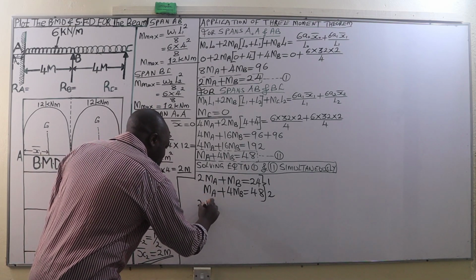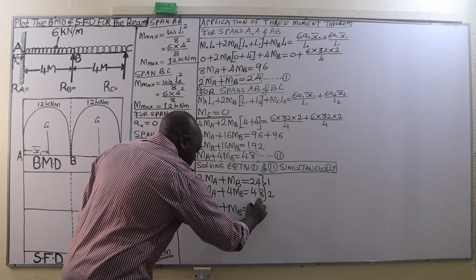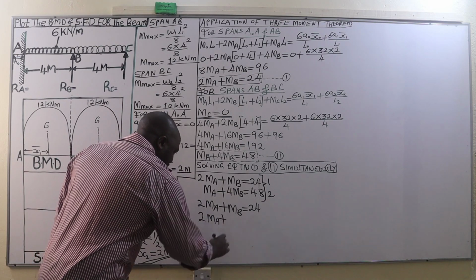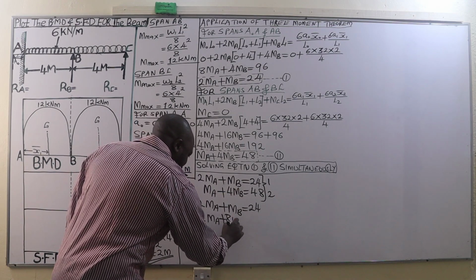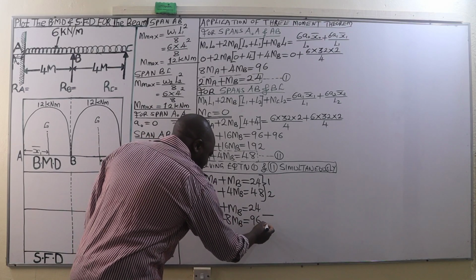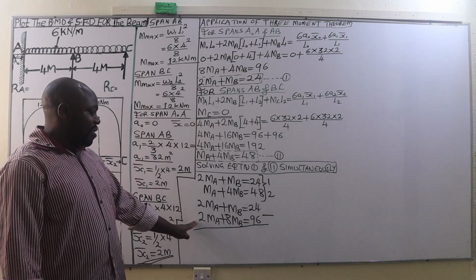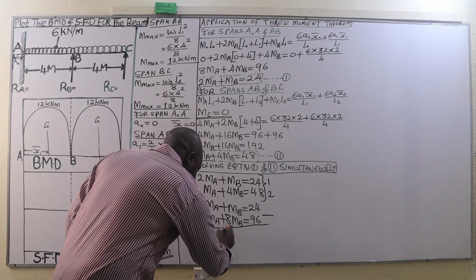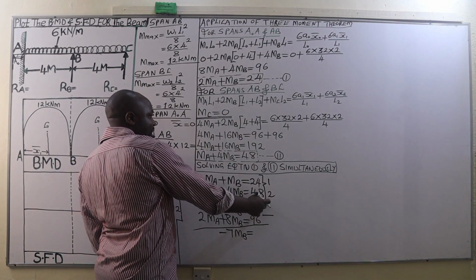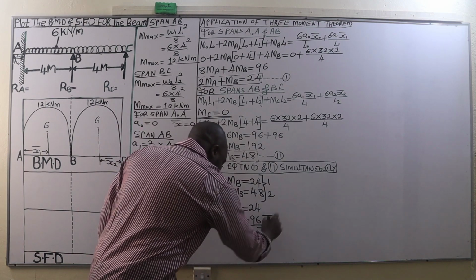2MA, that is 2 times 1, plus MB is equal to 24. The second equation, MA times 2, that is 2MA, plus 2 times 4, that is 8MB, is equal to 48 times 2, that is 96. Then we are going to subtract equation 2 from equation 1. This part is going to be 0, 2MA minus 2MA, that is 0. MB minus 8MB, that is negative 7MB, is equal to 24 minus 96, that is negative 72.